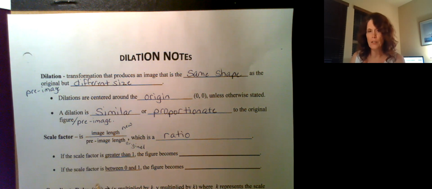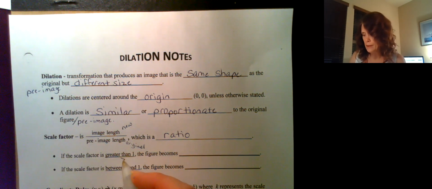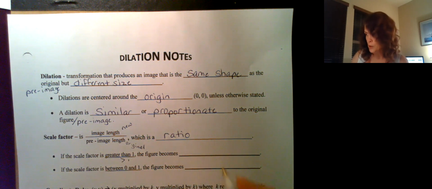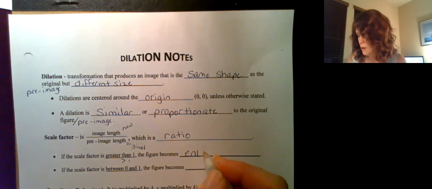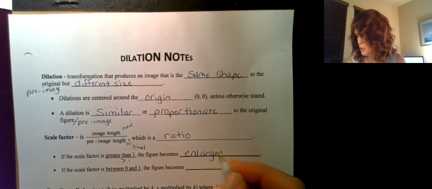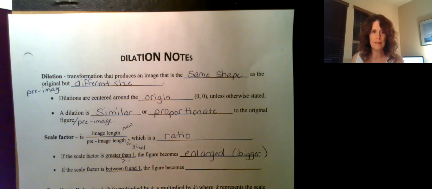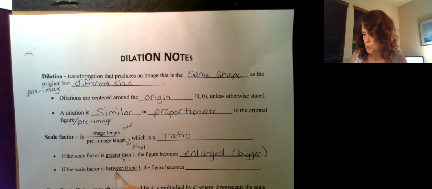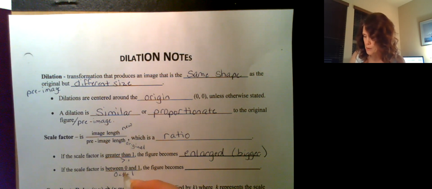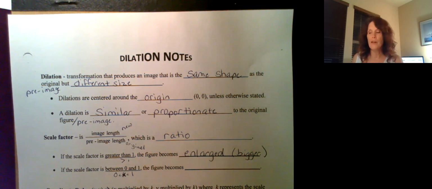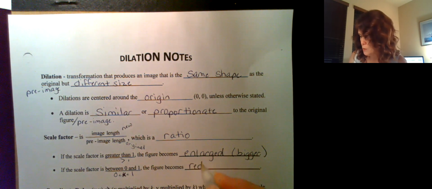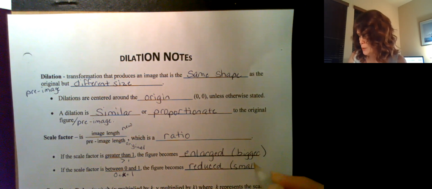If this scale factor is greater than 1, then that figure is going to become enlarged. If we enlarge it, it's going to get bigger. Same angles, longer sides. If that scale factor is between 0 and 1, I'll just call it K, then that figure becomes reduced or smaller. So we say that we have a reduction or we have an enlargement.